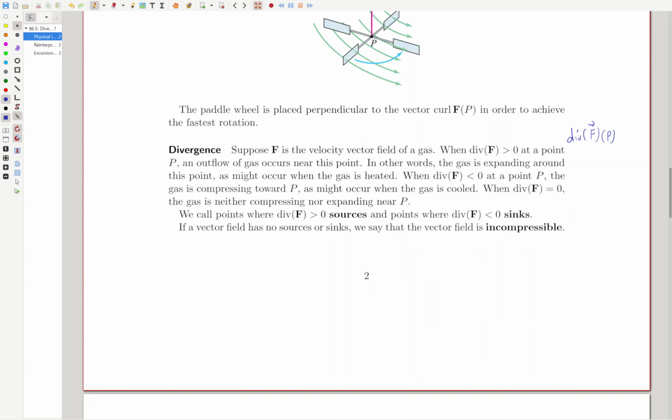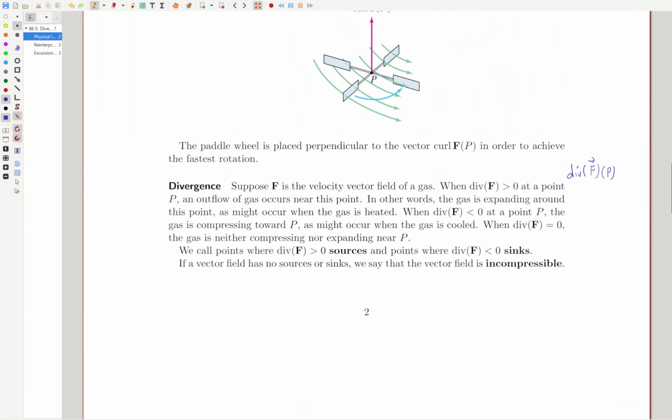So do I not have pictures of this? I don't have pictures of this. Okay, so you can think of a vector field that's something like this would be a vector field that has divergence of f greater than 0. And so then this point at the origin is a source.